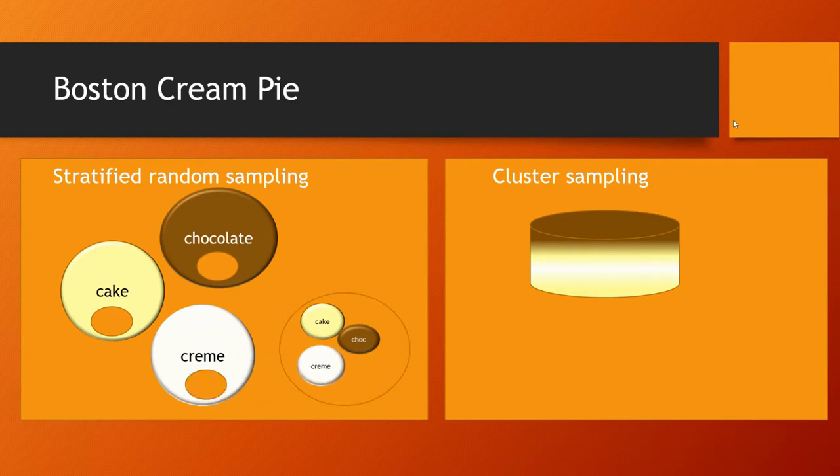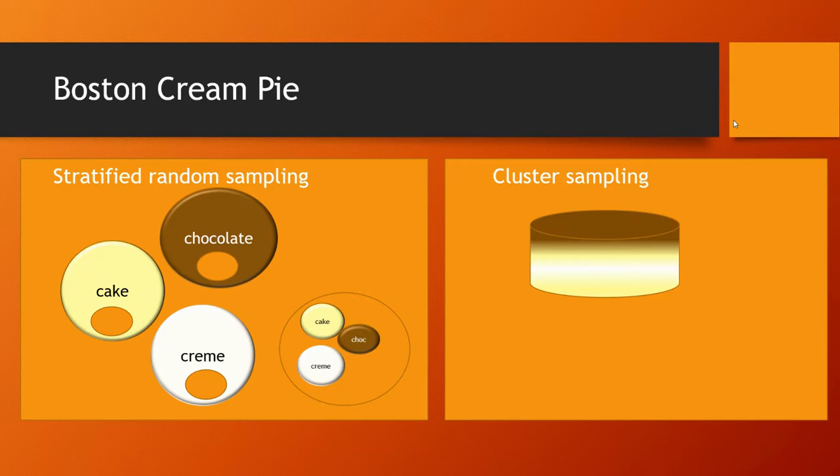So that's my stratified. So the chocolate, the cake, and the cream are strata, and then I SRS a little bit of chocolate, a little bit of cake, and a little bit of cream out of each group, and then those little bits of pieces become my sample, because then I have every part represented, every subgroup in my population represented.